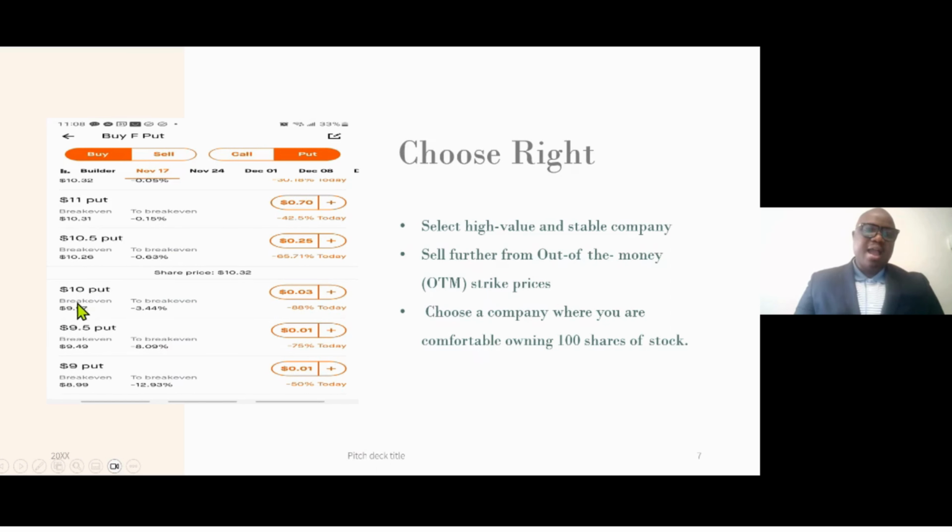These are out of the money strike prices right here. Anything further from the out of the money strike price right here, you are going to make profit. Okay, you are going to make profit, and we are going to demonstrate that very soon.